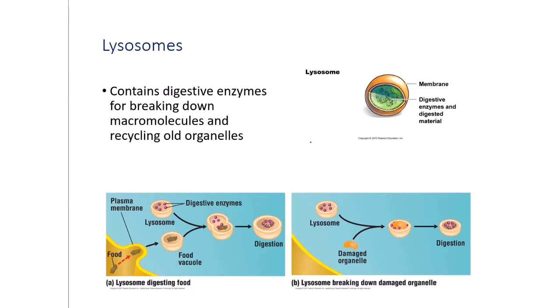Another function of the lysosome is to recycle old organelles. So here is a damaged organelle; it's no longer functioning, and so we don't want to use up resources if it's not working. So the lysosome is going to fuse with that damaged organelle. They're going to recycle it, and we can recover some of the materials from the digested organelle, and we can use them for other purposes within the cell.